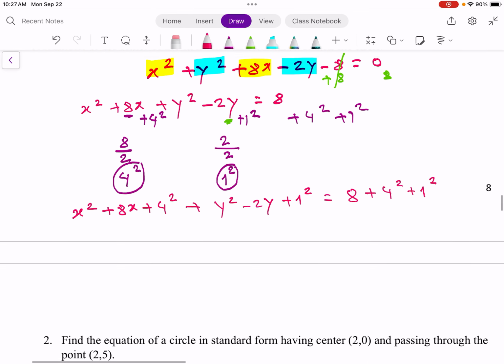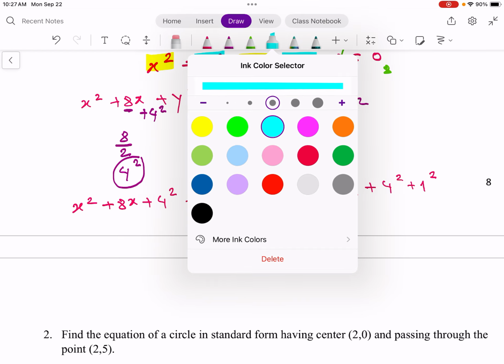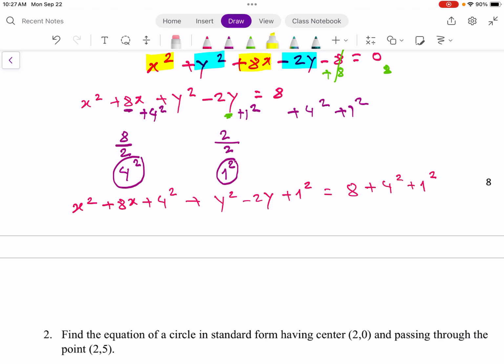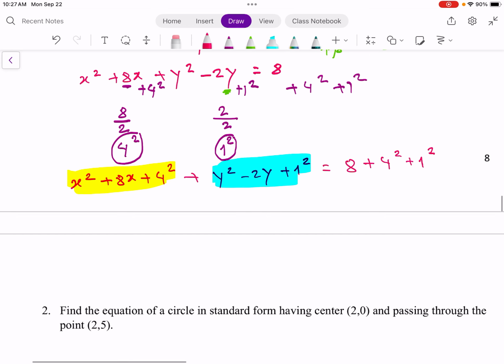Now we have this trinomial, very similar to what we did earlier. We will rewrite this trinomial as a square of a binomial. For that, you take x from here, so we have x. You take 4, do not take the square. You take the sign of the middle term, so positive, and square.